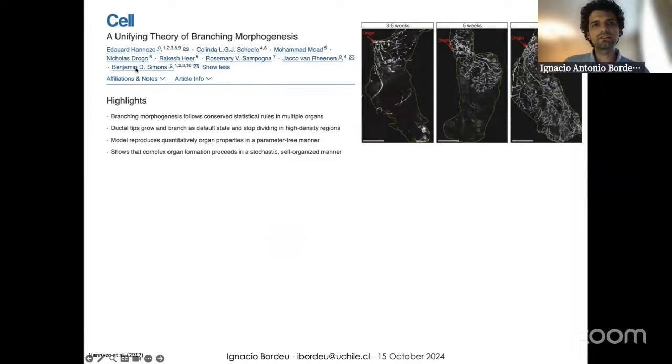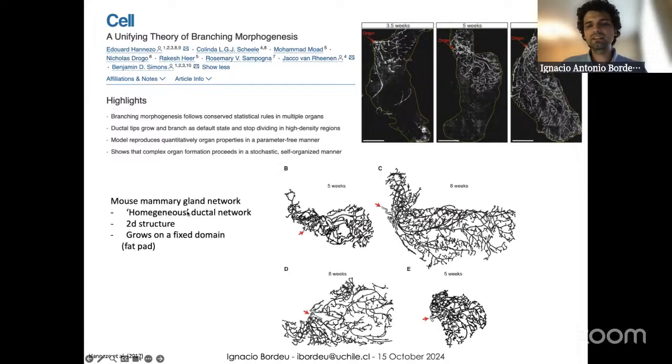Edward Hannezo and Ben Simons and company some years ago, quite a few years ago, 2017, to understand the growth of the mammary gland. So what's good about the mammary gland is that its ductal structure seems to be quite homogeneous. So there's no huge ducts in diameter compared to others. So the tissue seems quite homogeneous. It's also a 2D structure. So it develops in the pubertal stage of the mouse, and it develops on a flat surface. So it's easy to image. It's easy to segment, fairly easy to segment.